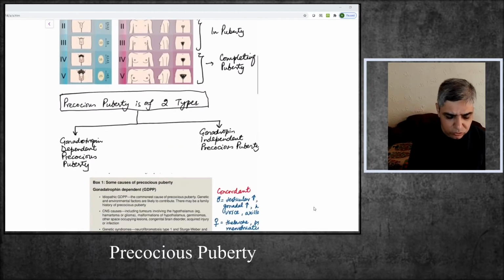Now moving on to types of precocious puberty. Keep it in mind, again there are two types. One is what we call central, which is also known as gonadotropin dependent precocious puberty, or GDPP.